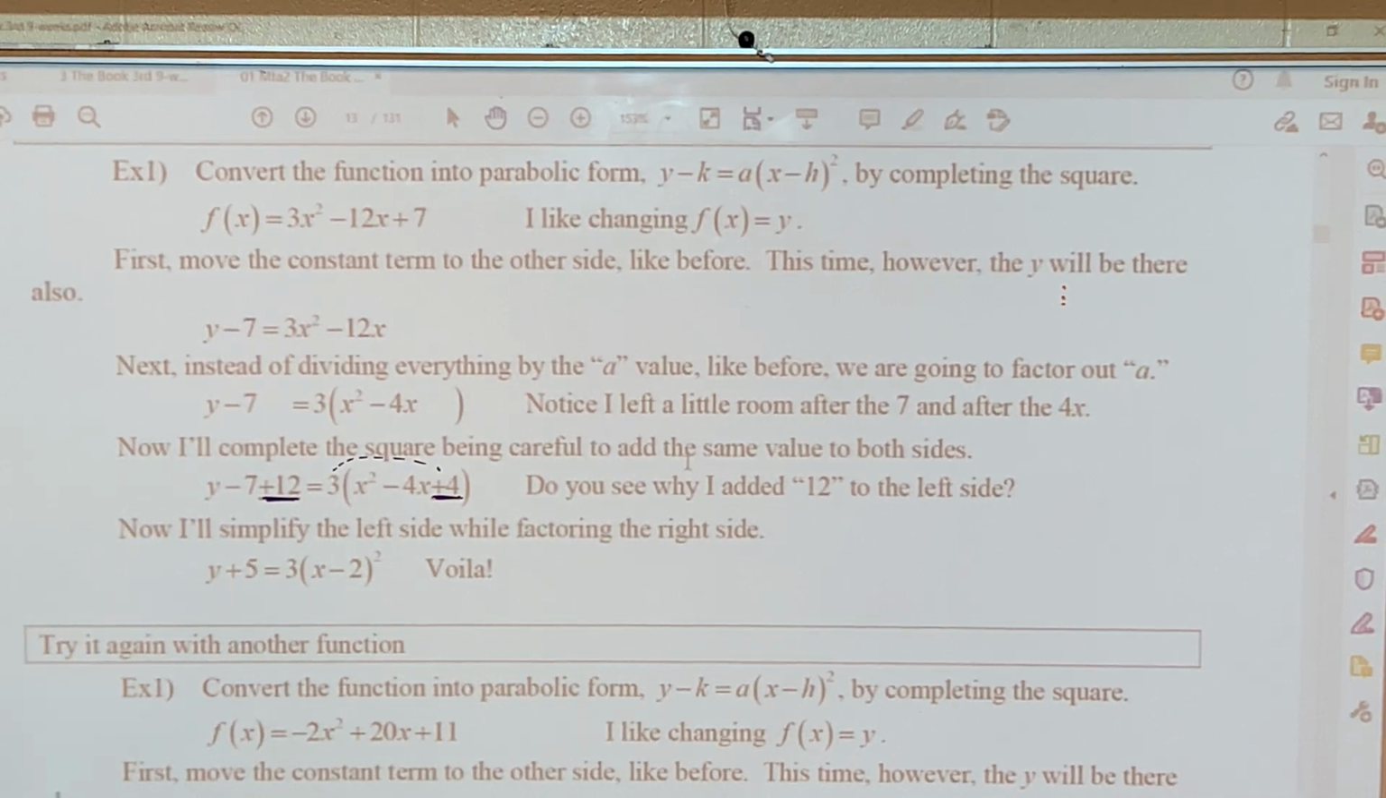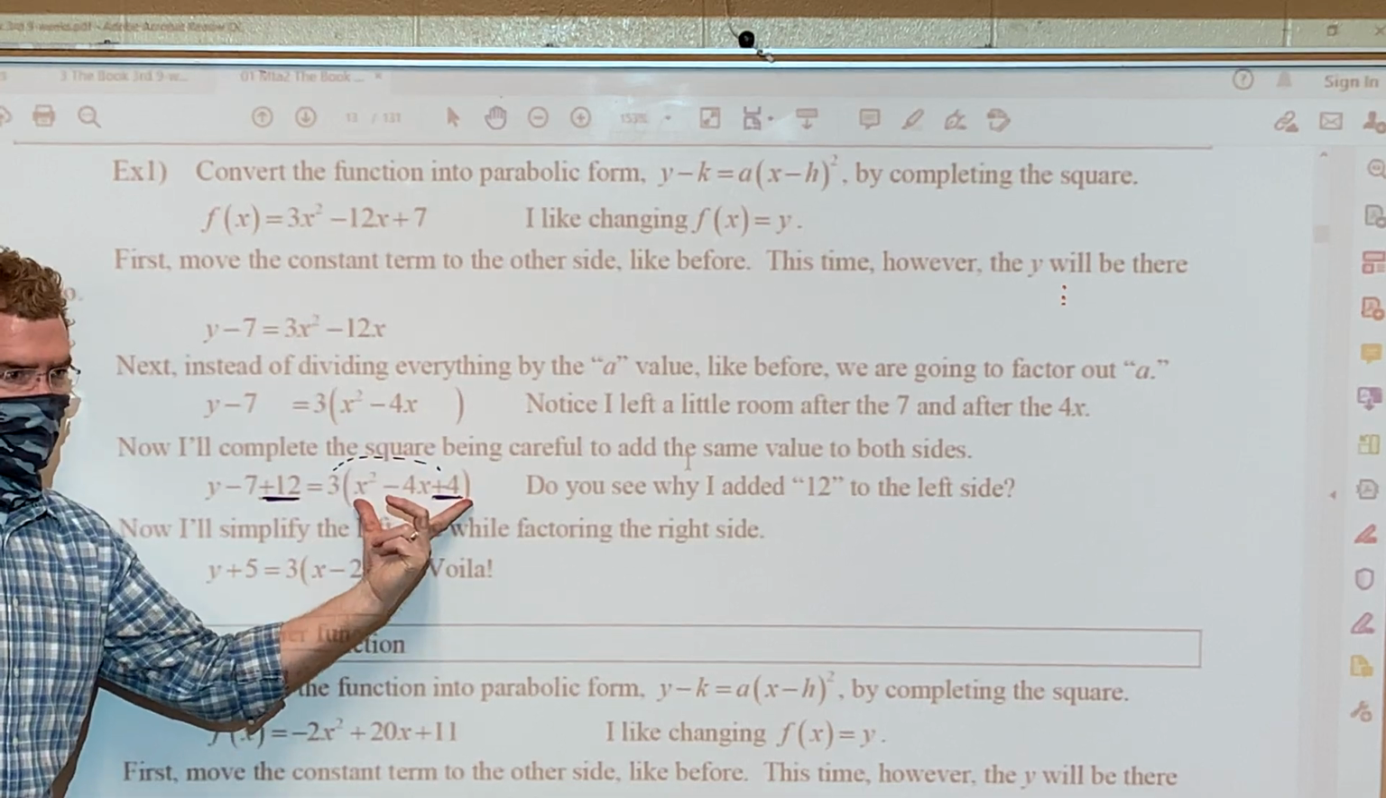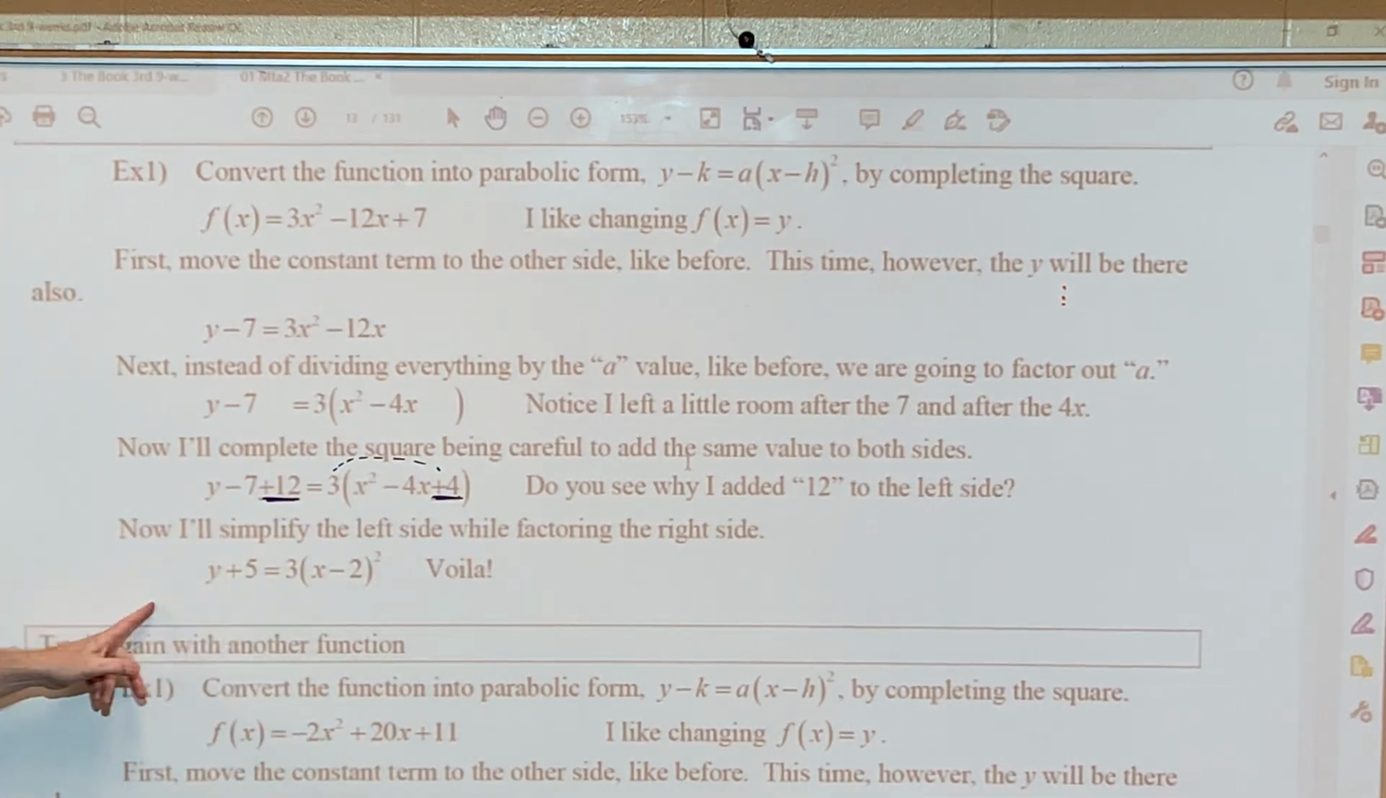You made it one. That's what completing the square is. You completed this perfect square trinomial. So you can always use that trick to get it factored, and then now we're in great shape.